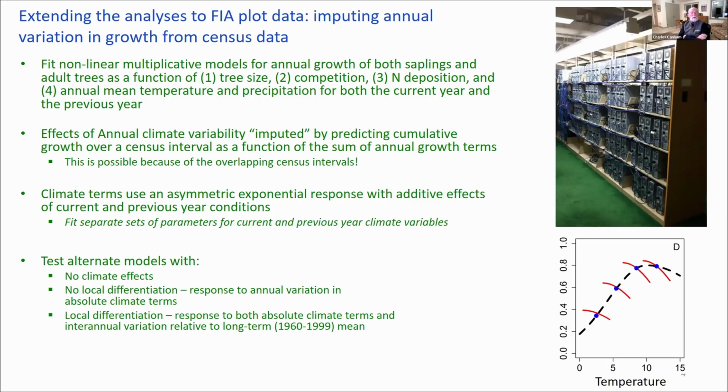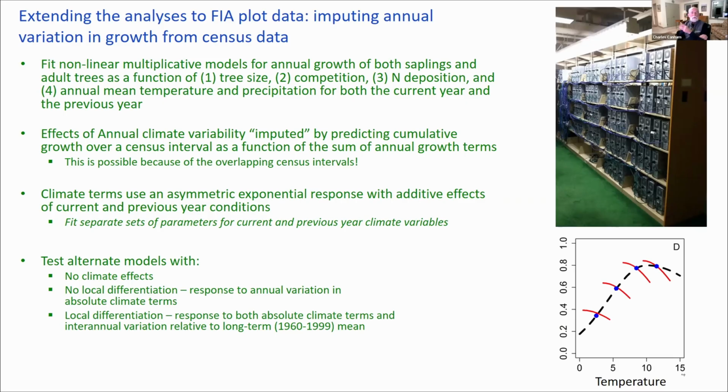But as you all know, with 20 years now of annualized surveys, we can essentially do the same thing using imputation to try to fit essentially identical models using the FIA census data. And I'm not going to try to describe the functional form. It's about 60 lines of code. But basically, given that the census intervals overlap, you can impute the effects of annual variation in climate exactly the same way that we did with the tree ring data.